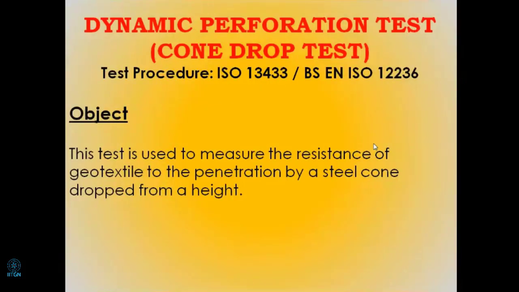Next test is the dynamic perforation test, which is also known as the cone drop test. The object of this test is to measure the resistance of geotextile to penetration by a steel cone dropped from a height. The test procedure follows ISO 13433 or BS EN standard 12236. Basically, the purpose of this test is that while laying your geotextile in the field, some conical things like aggregate should not be able to puncture or damage it. So these tests are just to check the suitability of the specimen for the particular type of application in the field.